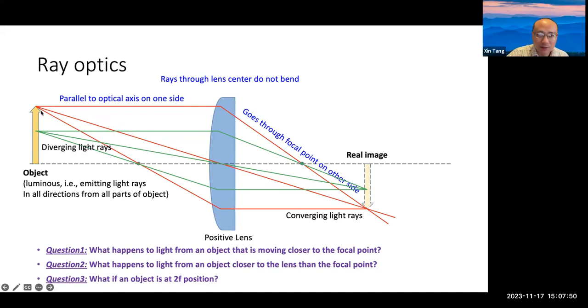That's correct. The light passing through the lens will still converge to form an image, but this image will become bigger and bigger. You can draw it: when you move this object closer and still join those 3 lines, you will find the image is bigger. That's correct. Now question 2: if this object gets closer and closer and sits much closer to this focal point, or even sits on this focal point, then what will happen?